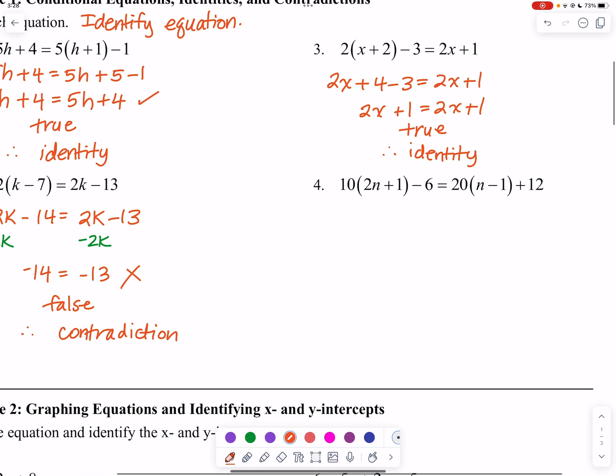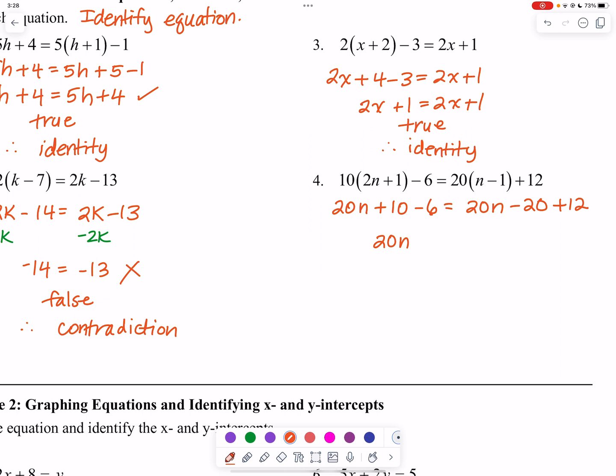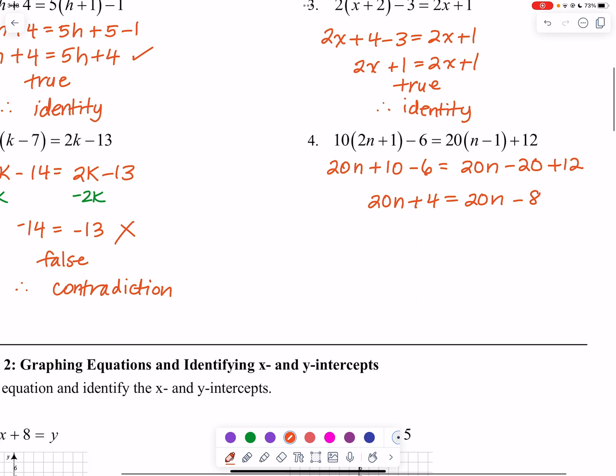Looking at number 4, we're going to distribute that 10. We'll combine those constants. And we have a negative 20 and a positive 12, which will leave us with a negative 8. And now, as you can see, I'm going to subtract 20n from both sides, and we end up with 4 is equal to negative 8. And that is false. So we have a contradiction.